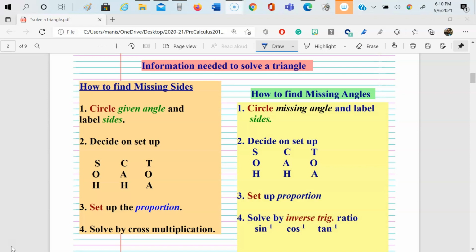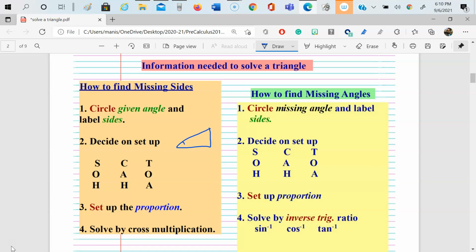How to find the missing sides. We are given a triangle, and on the basis of the triangle, we circle the given angle and label the sides. Then we set up a ratio in the form of SOHCAHTOA, set up a proportion, and solve by cross multiplication. I will give a small example over here.